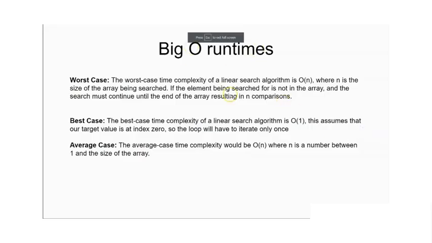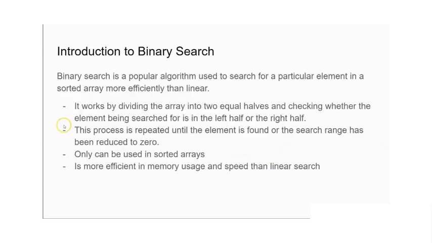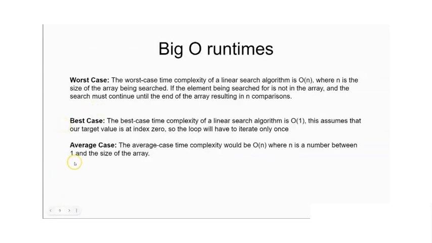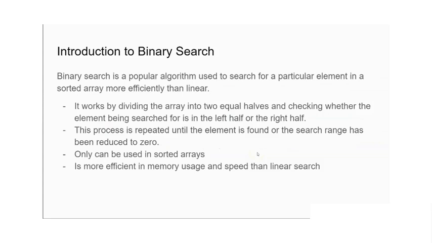What does the runtime look like? So the worst case would be O of n, where n is the size of the array being searched. So the most amount of time it's going to take is big O of n, where n is the length of the array, because you went through the whole array. The best case would be O of 1, where it's at the first index, so index 0 of your array. That's where your target value is. You only have to iterate the loop once. And the average case would be O of n, where n is a number between 1 and the size of the array. So, binary search, on the other hand.